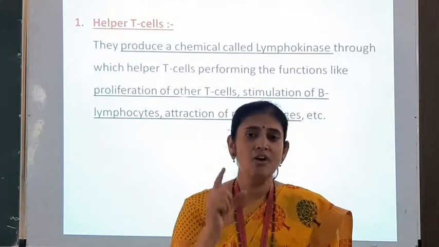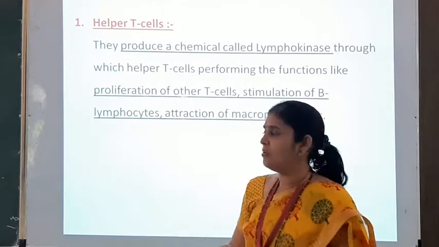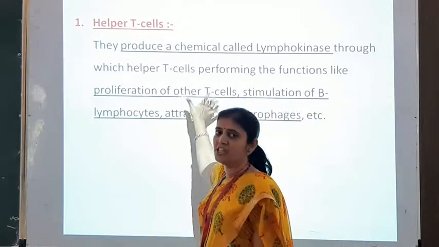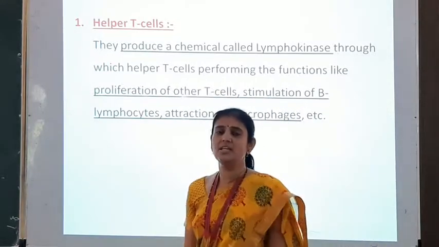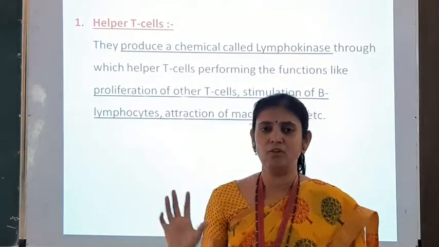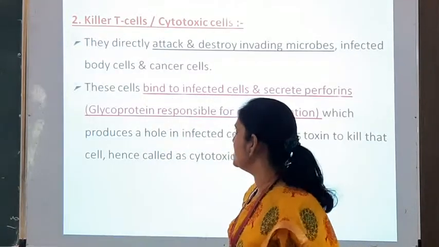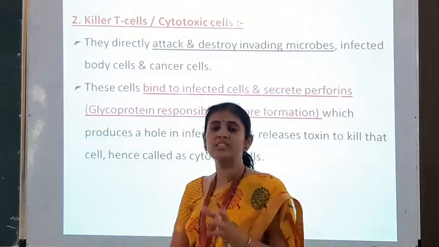So this is the first type, the helper T cell, which is responsible for these three actions: proliferation of other T cells, stimulation of B lymphocytes and attraction of macrophages. Now we will see the second type here, that is the killer T cell or cytotoxic T cell.